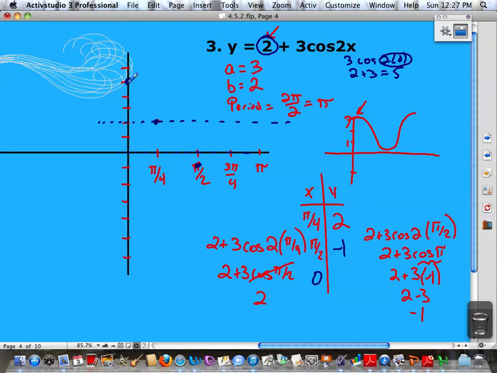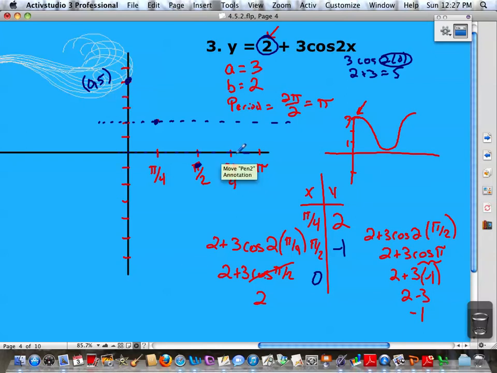Okay. So I'm starting way up here at 0, 5. Because my amplitude was 3, instead of starting at 1, it would start me at 3, but then that 2 out front says take the whole graph and shift it up 2 units. So instead of starting at 3, now I'm going to shift up and start at 5. And notice that is 1, 2, 3 units high. My -1 down here is 1, 2, 3 units low.